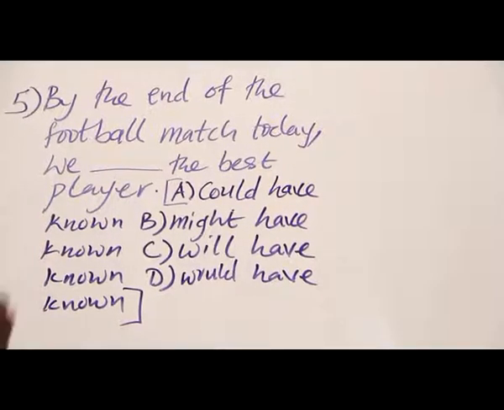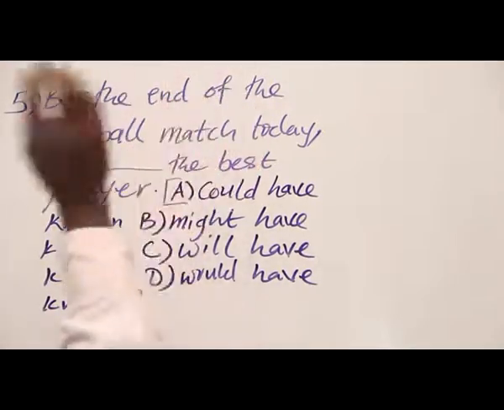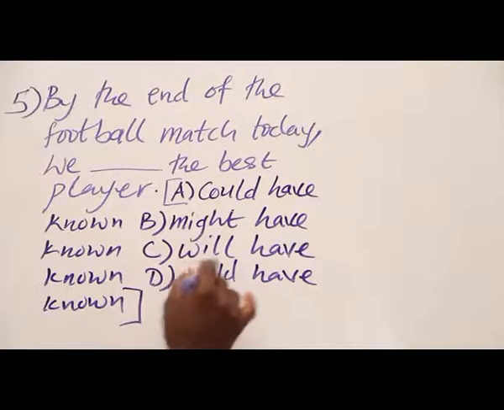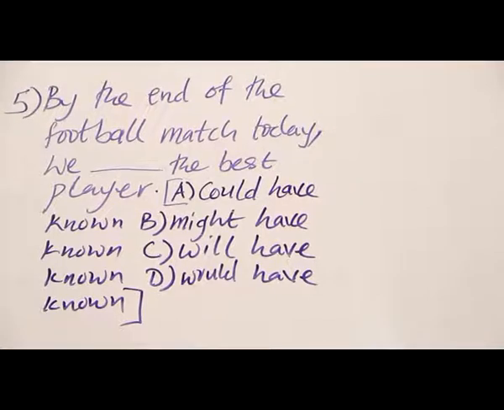However, remember what I said earlier, that when we use by the end, and then anything followed by the end of today, by the end of the month, by the end of this year, by the end of this month, whenever we use that, what we usually use is the future perfect tense with the modal auxiliary in the present form. So our answer therefore is C, which reads: by the end of the football match today, we will have known the best player.